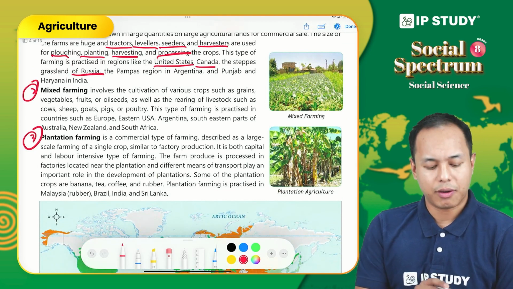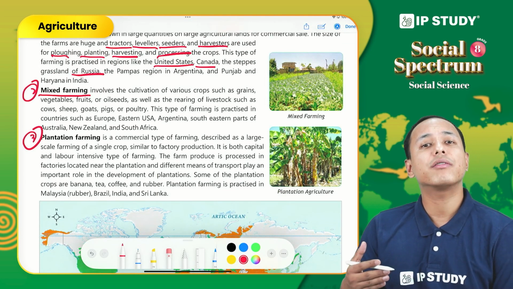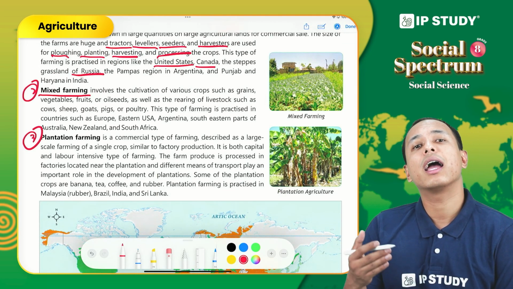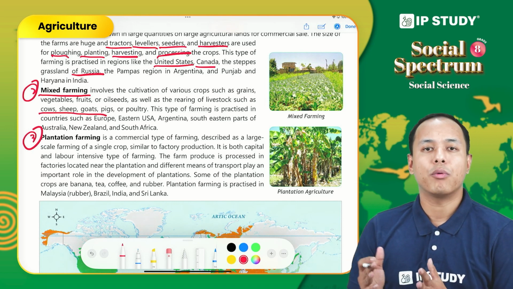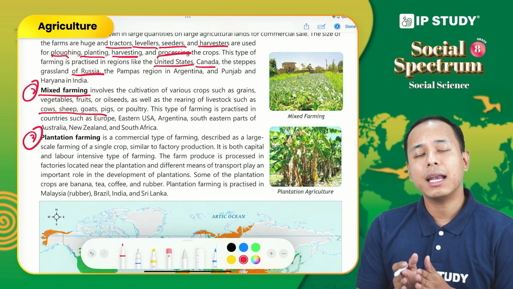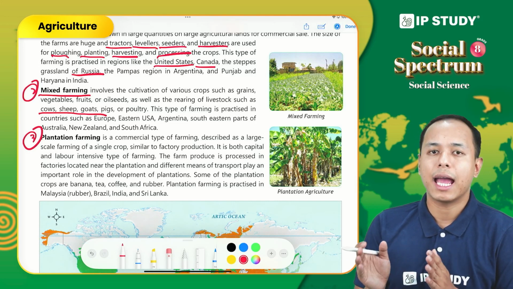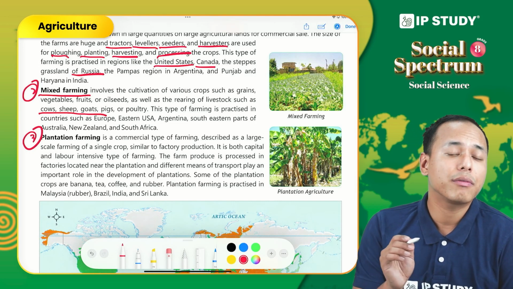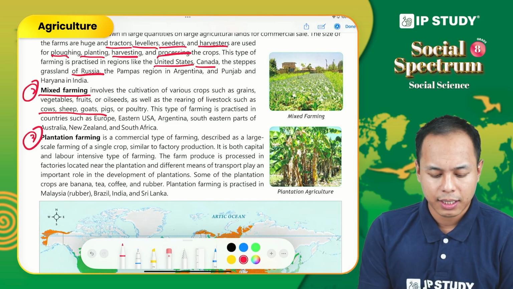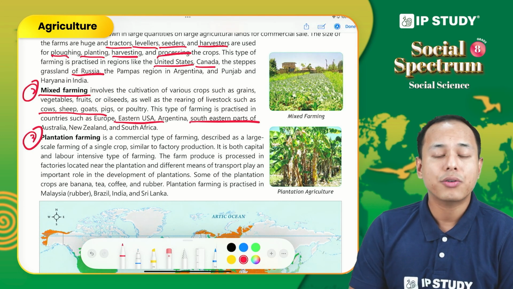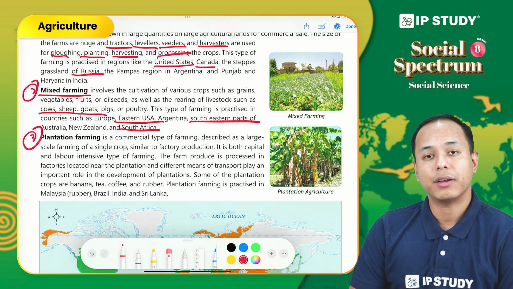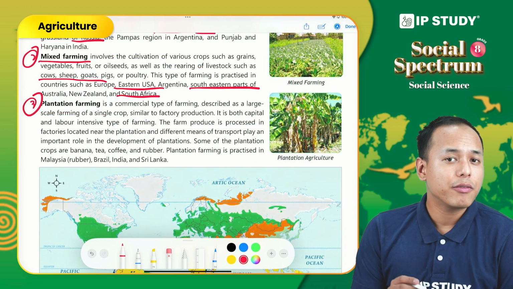Second, mixed farming. It involves cultivation of various crops along with animal rearing like cow, sheep, goats and poultry. So animal rearing and cultivation of crops go hand in hand. And this type of farming, we can find in eastern USA, Europe, Argentina, Australia, New Zealand and South Africa.